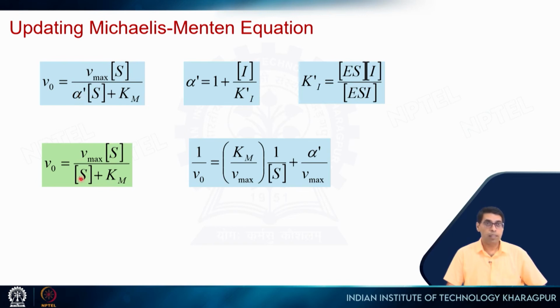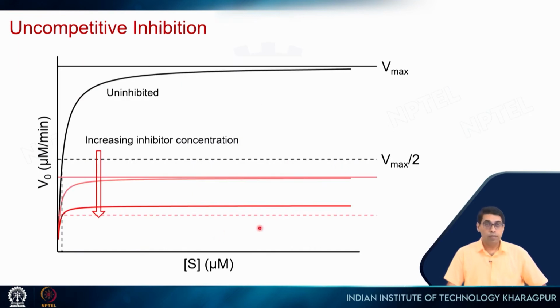And this is your uninhibited equation. So if I flip it, then it will look like this. So instead of alpha getting multiplied here, my alpha dash goes here, right? So if I go to my standard Michaelis-Menten plot, how will it look? This is my Vmax, which is uninhibited. If I add some inhibitor, my Vmax actually goes down. So this red line is the Vmax. So this is my Vmax by 2.